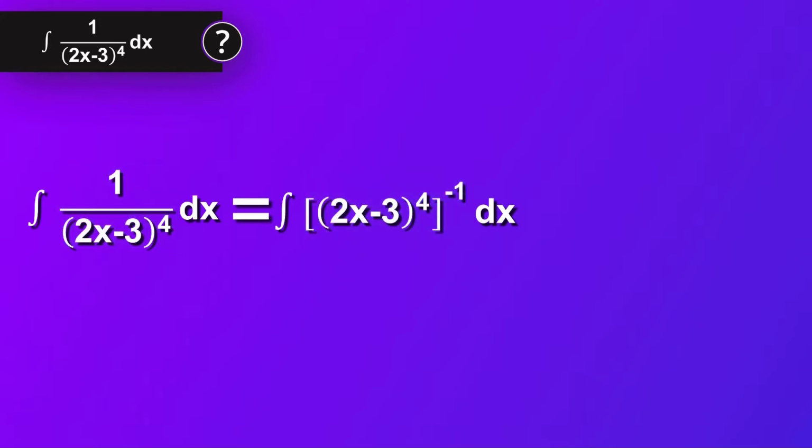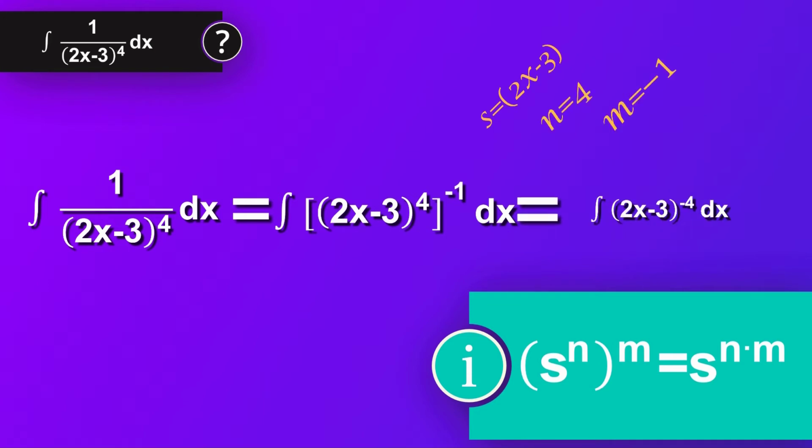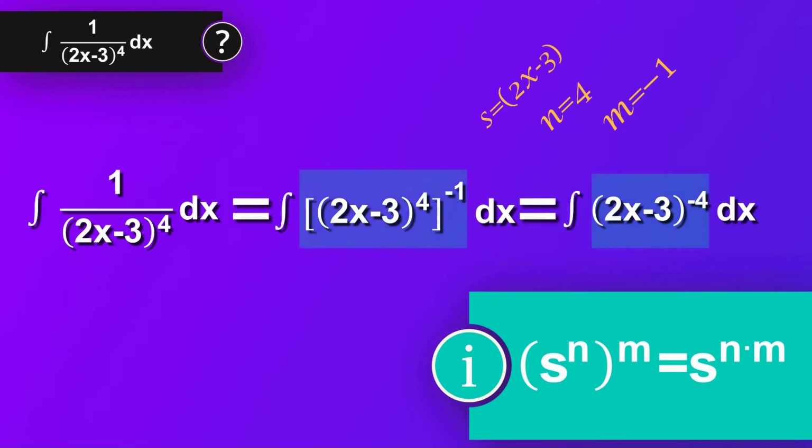Then, let's apply the formula which says that s raised to n and then raised to m equals s raised to n multiplied by m. In our case, s is 2x minus 3, n is 4, and m is minus 1. Now we have the integral of (2x minus 3) raised to minus 4 by dx.